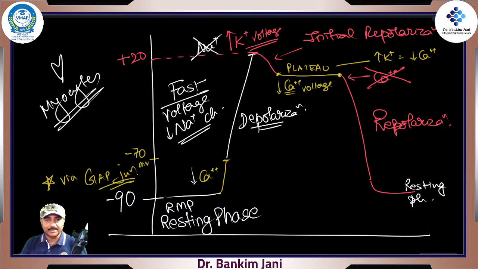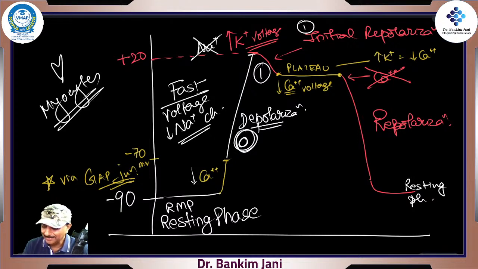Now we give some numbers, right? Till this point, to avoid confusion, I avoided those numbers. So this is what is called stage 1. Stage 1 is the initial repolarization. The depolarization is called stage 0. This is stage 0, this is stage 1, the initial repolarization.